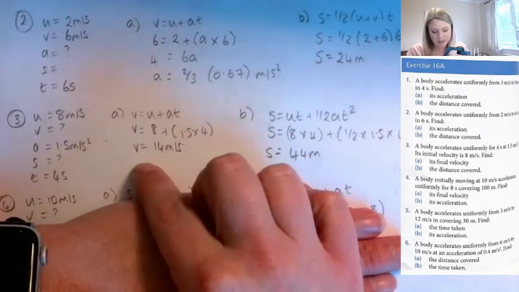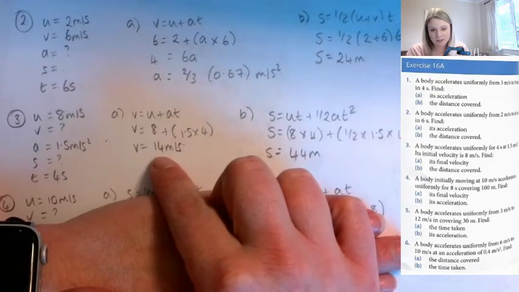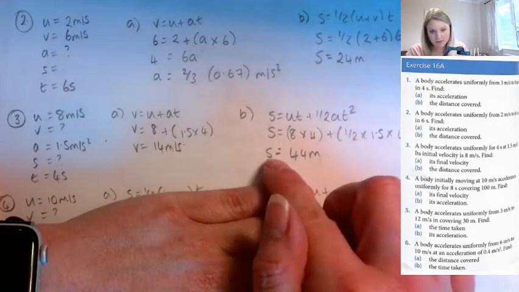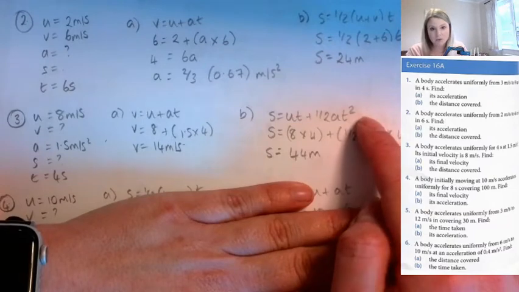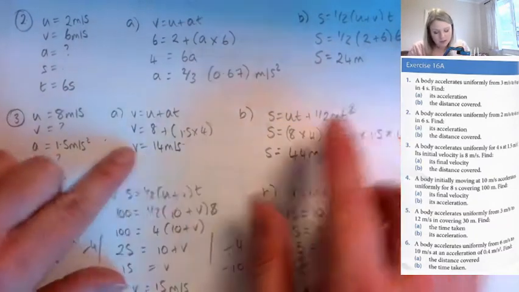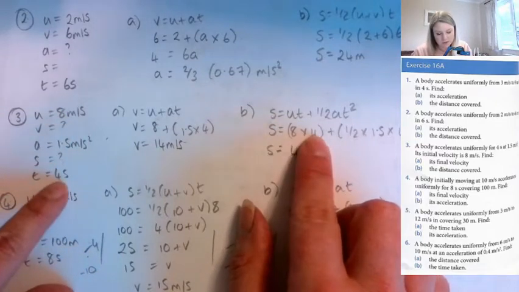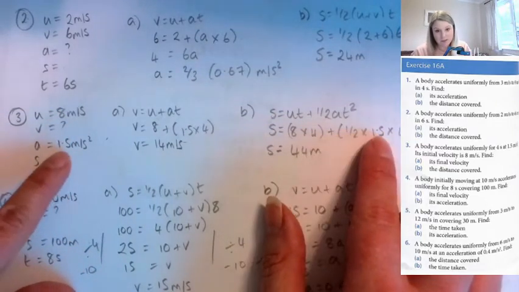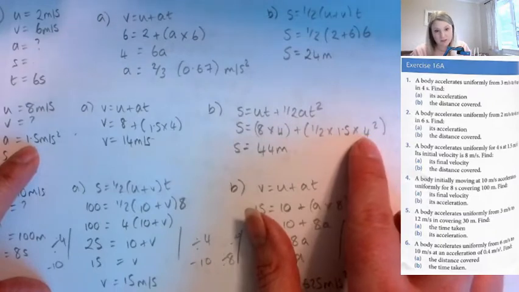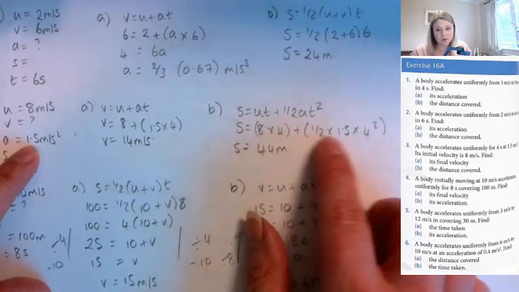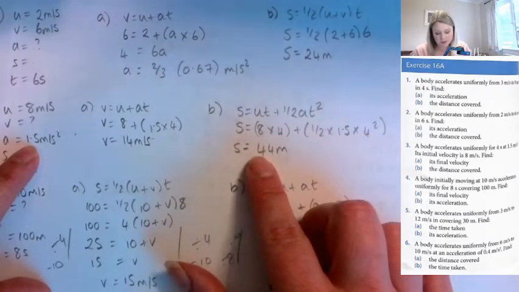So A ended up getting 14. B had asked for the distance. So I have used S equals UT plus a half AT squared. I've substituted in, so U is 8, T is 4, half A is 1.5, and then T is 4 again, so 4 squared. Type that straight into your calculator and you get 44 meters.